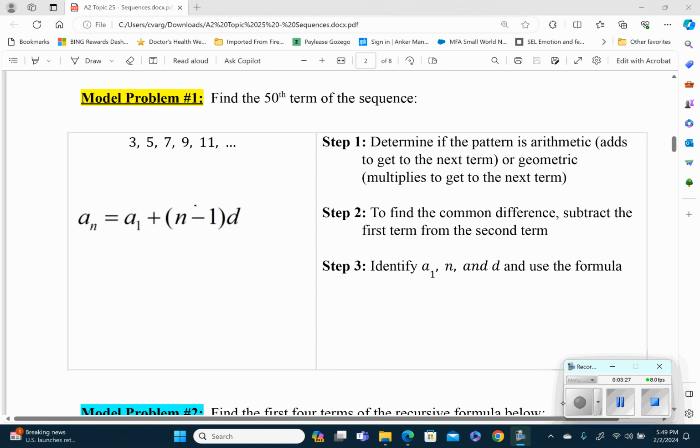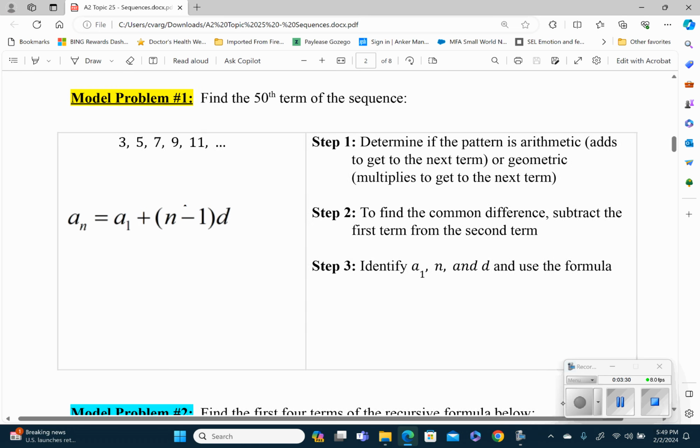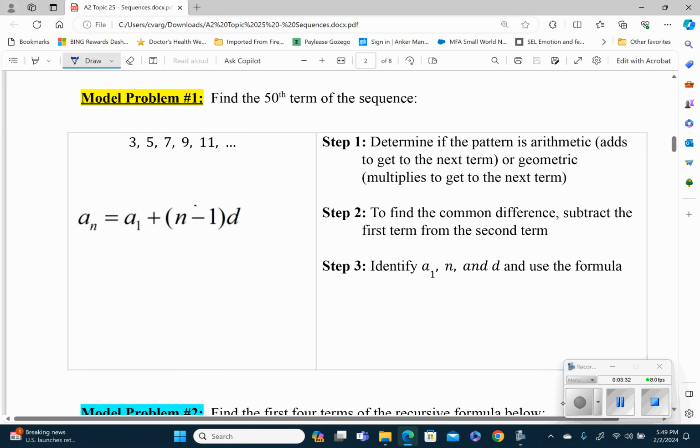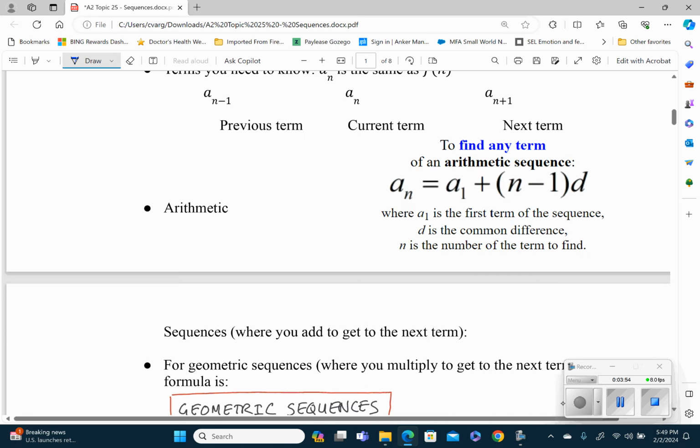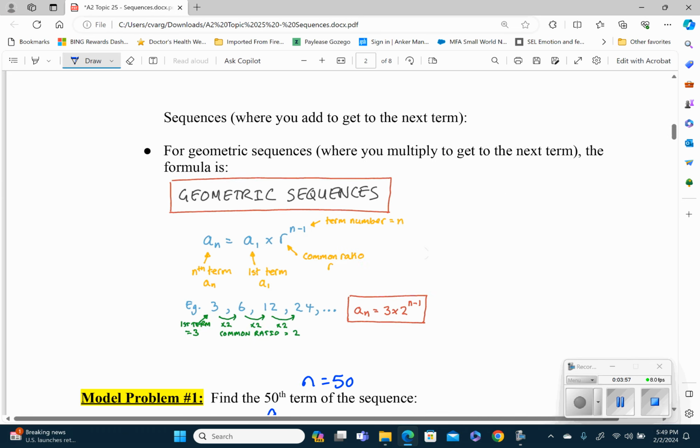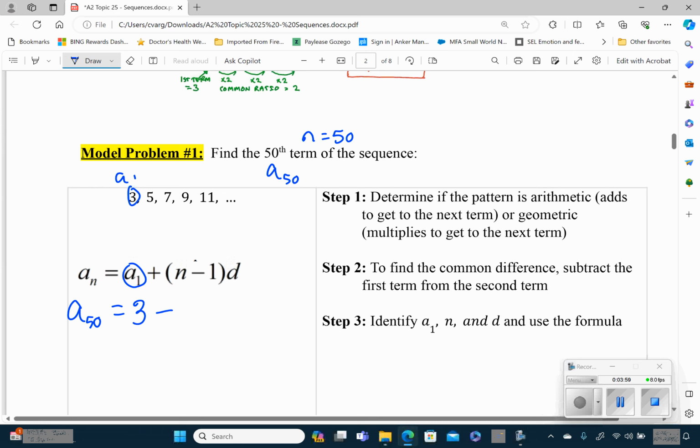So model problem number 1, we want to find the 50th term of the sequence. So here we want to find a50. So let's go ahead and start plugging in some numbers. So here what we just found out is n is equal to 50. And to do that, our a1 is our first term. So in this case, we're going to plug in the number 3. So this is our a1. Then we have a plus sign next. And then our n, we just said, is 50. So we're going to put parentheses 50 minus 1.